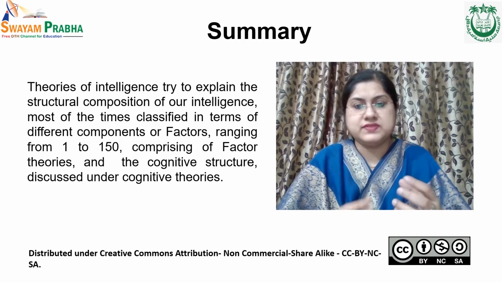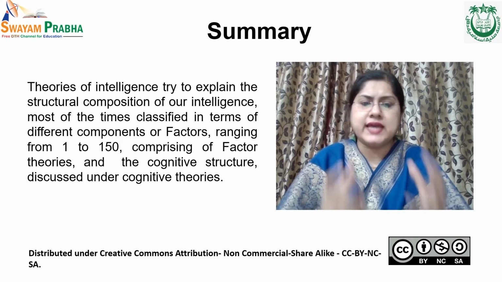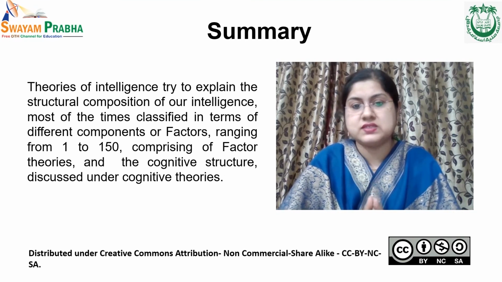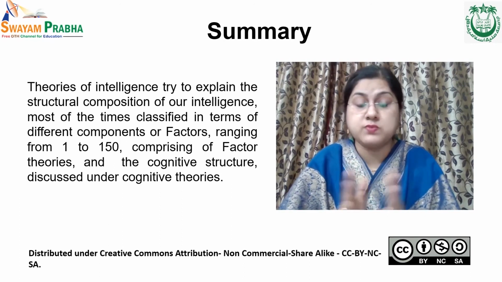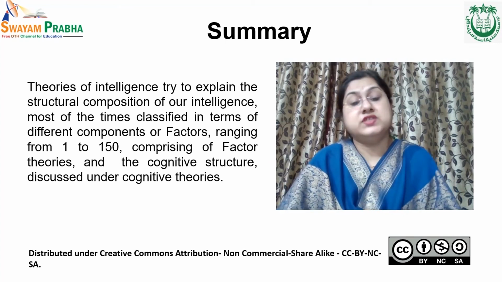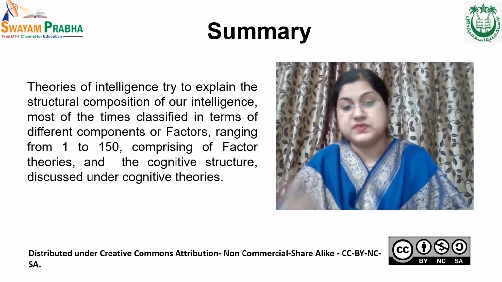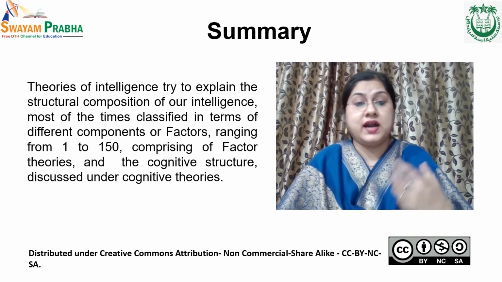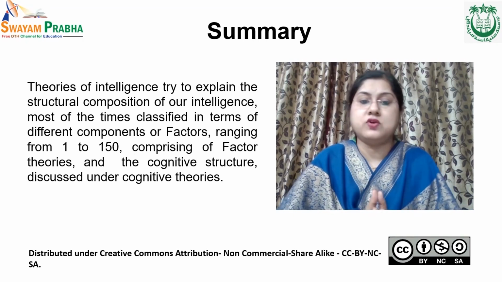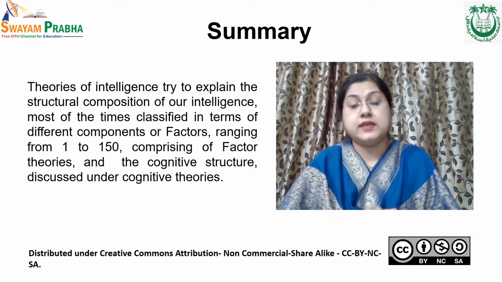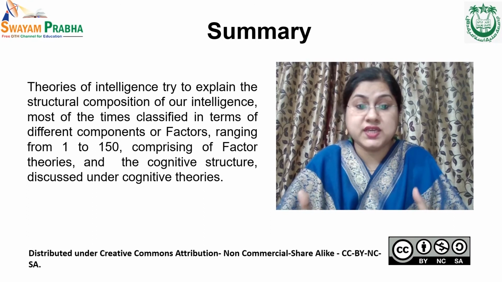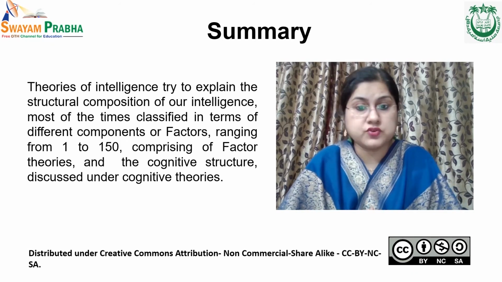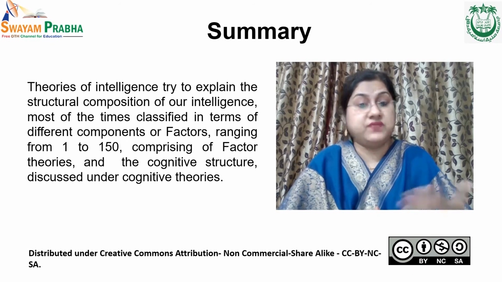Then we have seen the Thomson sampling theory, which tries to provide an eclectic approach by giving place to general intelligence or small g, specific intelligence or small s, and group factor, which is capital G, in a person's intelligence. We have seen Vernon's hierarchical theory, which put forward a hierarchical structure for explaining the structural composition of a person's intelligence in the shape of a factor, which is G, representing the overall intelligence of an individual, branching into 2 major group factors and various specific factors.